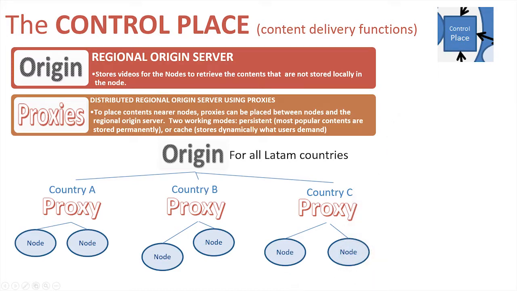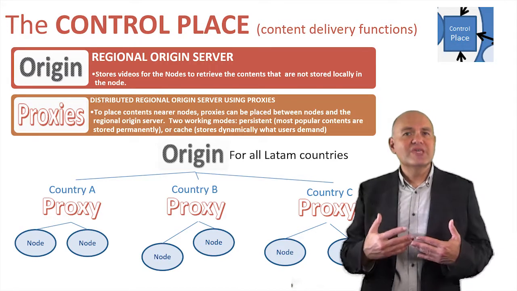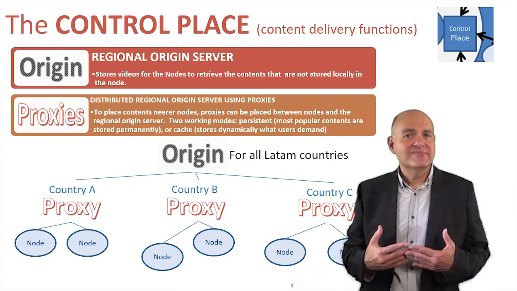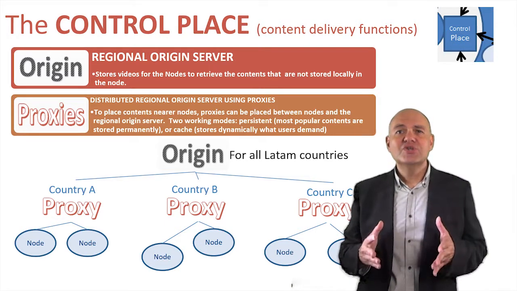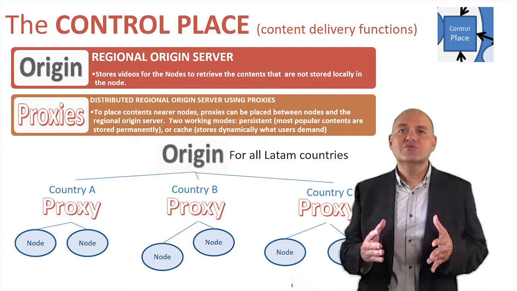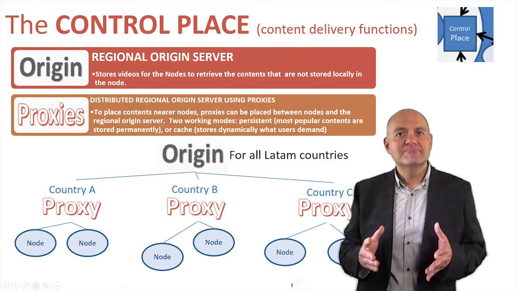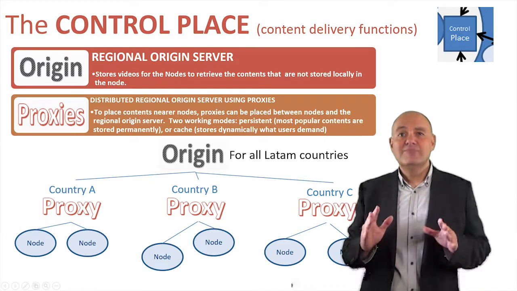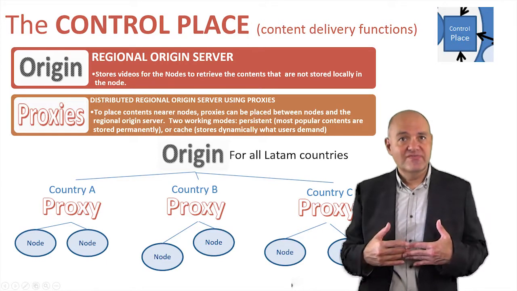Moreover, origin servers can be deployed across the region. Such nodes work as proxies of the regional origin server. The graph depicts a configuration in which only one control plane covers the LATAM region, but there is a proxy deployed in each country. That way, the preferences of the users of each country are better served.